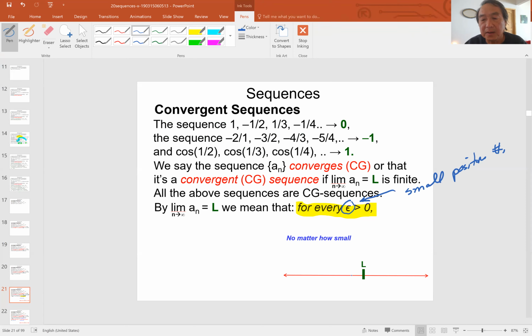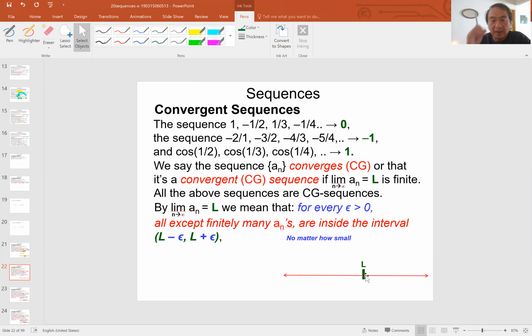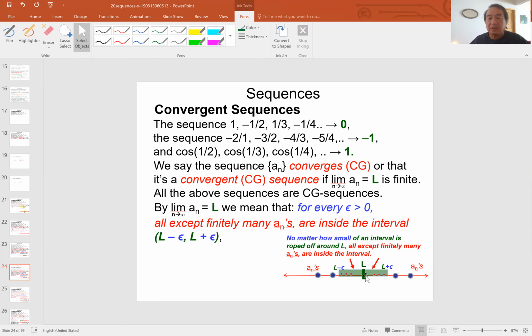Okay, and let's say we take that number and we're going to make a neighborhood with a size precisely epsilon. So epsilon here, and we call this the epsilon neighborhood. It doesn't matter how small this neighborhood is, the following thing has to be happening: most of the sequence will be in that neighborhood.